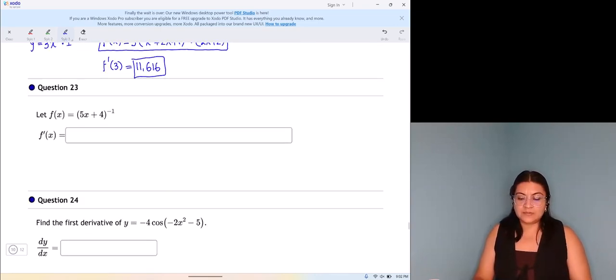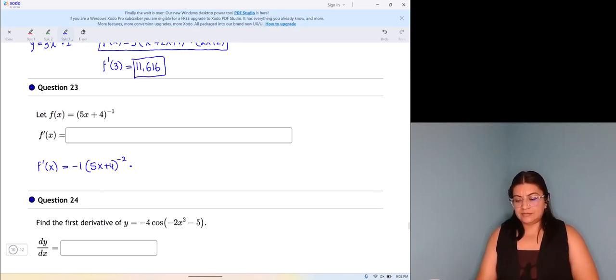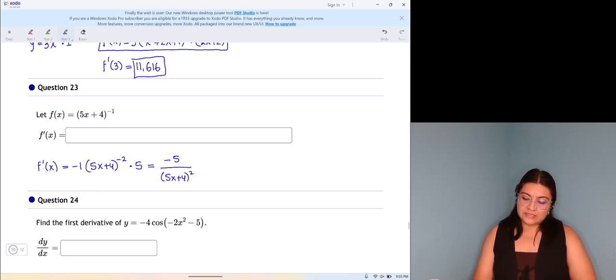Like this one, this is very similar to the previous one. The derivative is -1 times 5x plus 4 to the -1 minus 1, which is -2, times the derivative of the inside. The derivative of the inside is 5. And so this means -5, because -1 times 5 is -5, over 5x plus 4 to the second power. Because you have a negative exponent, so if you send it to the bottom, it becomes positive.